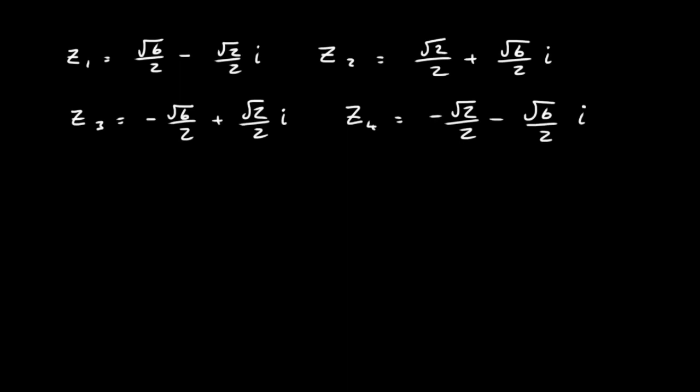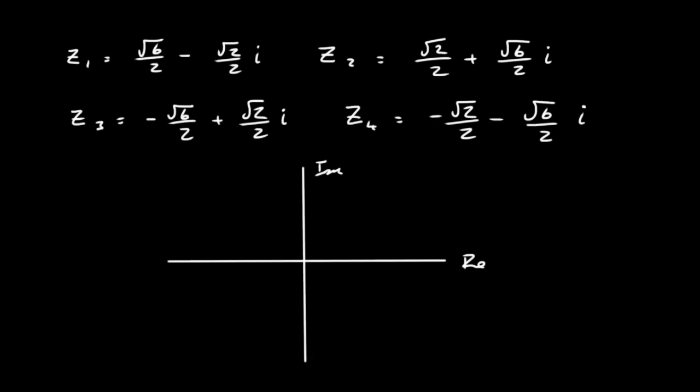We can actually plot those on our complex plane again, and you should find, again, if this is real, this is imaginary, you should find that they are 90 degrees from each other. So let's have a look at the first one. Root 6 over 2 minus root 2 over 2i. That's going to be somewhere down around here. So that's our first one. This would be Z1 here. The second one, Z2, is going to be in the first quadrant, so that's going to be 90 degrees from that, so it's going to be up around here. Again, the same distance from the origin, so this is our Z2.